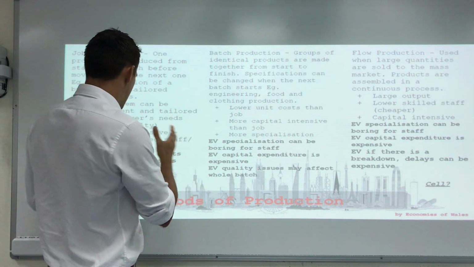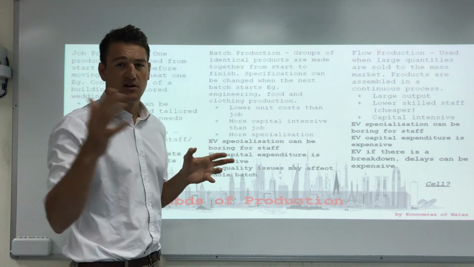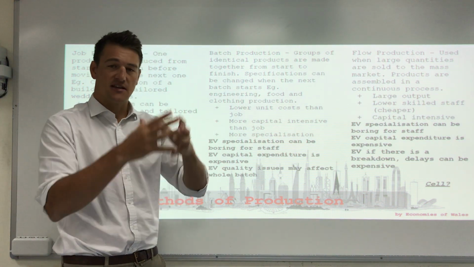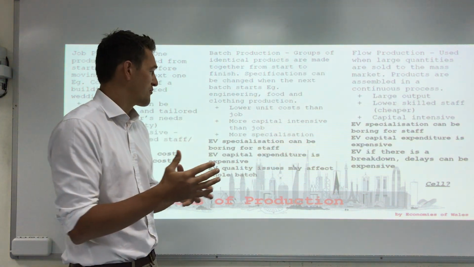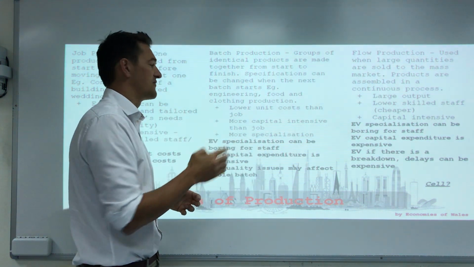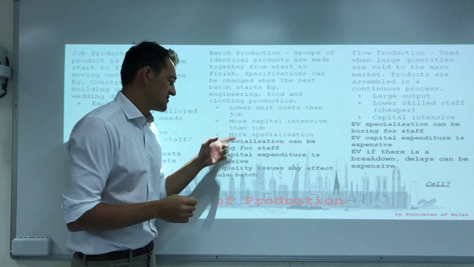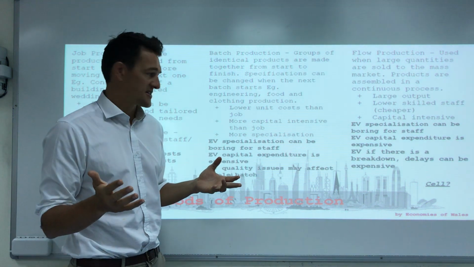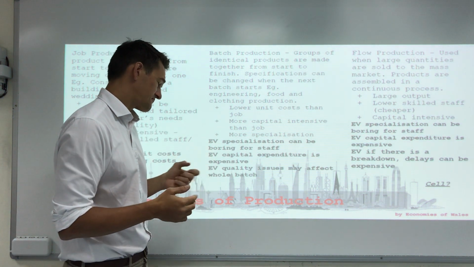So here, if we've got a small number of staff working on a product from start to finish, they're not really specialised. They're going to be able to make almost the whole product. Here, we could have staff that specialise in a certain part of the assembly. Evaluation: specialisation is always evaluated by saying it can be boring for staff in the long run.